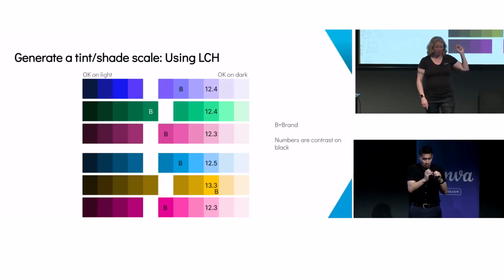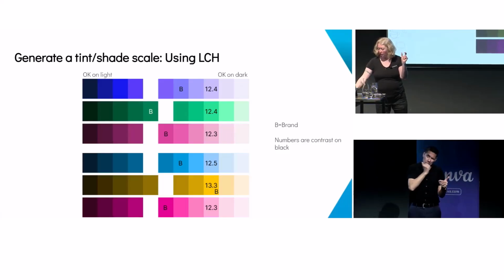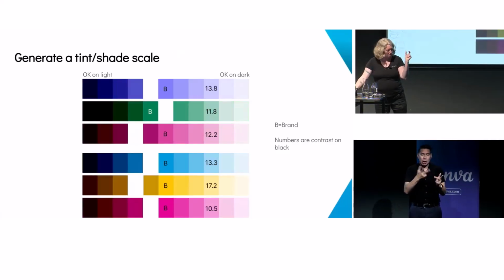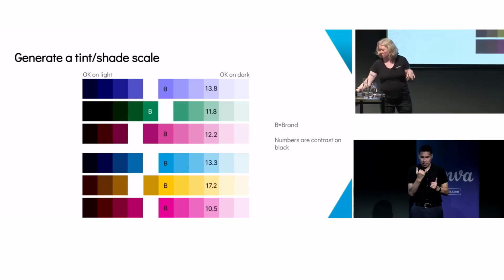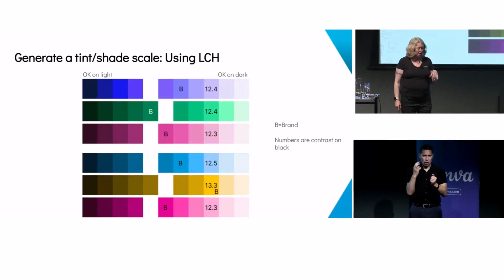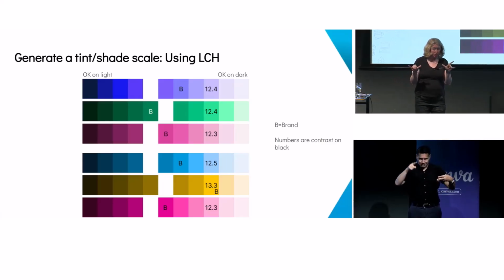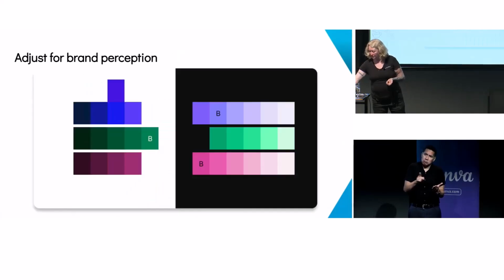The numbers that I put on the colours are the colour contrast against black. When I showed you the one that added black and white, the yellow is a 17.2, so very, very high contrast. In this one, the yellow is a 13. So this palette will give you something that is much easier to use and apply, where you can just use it consistently.